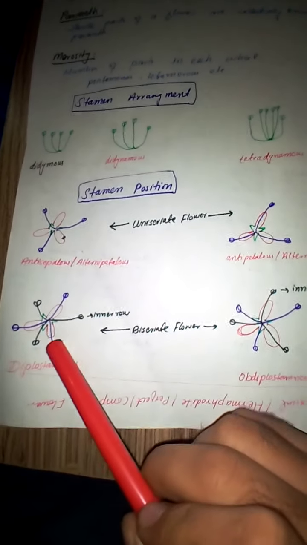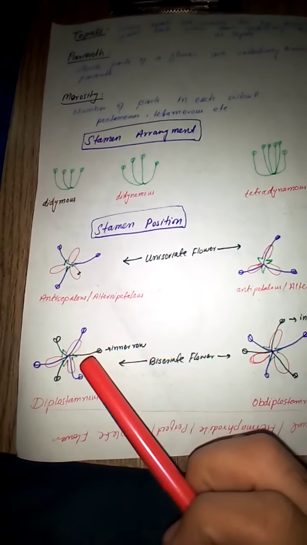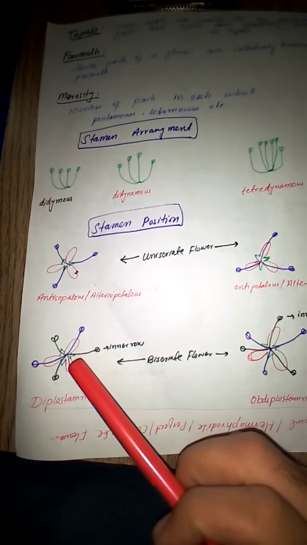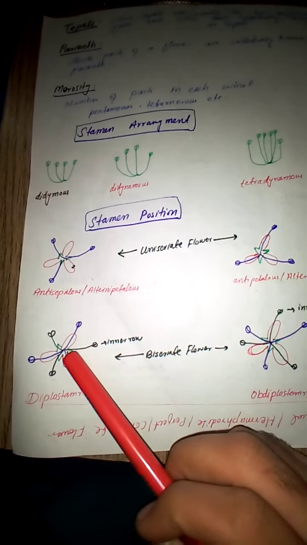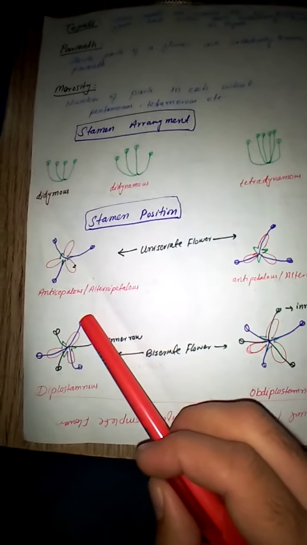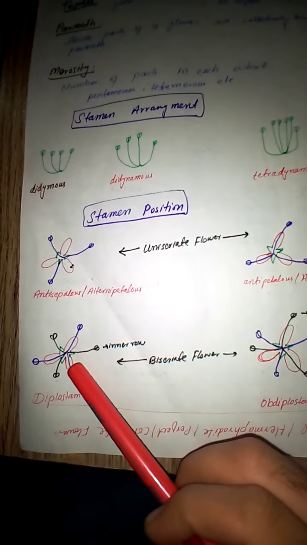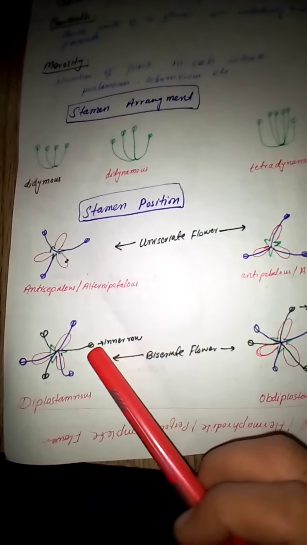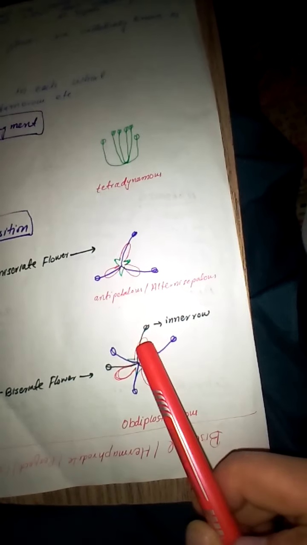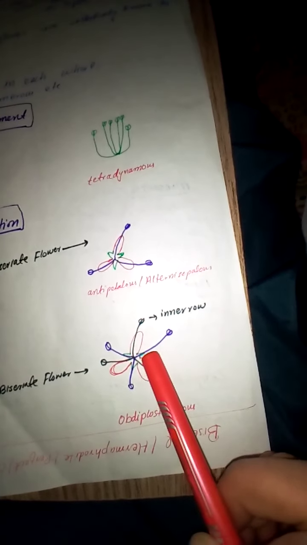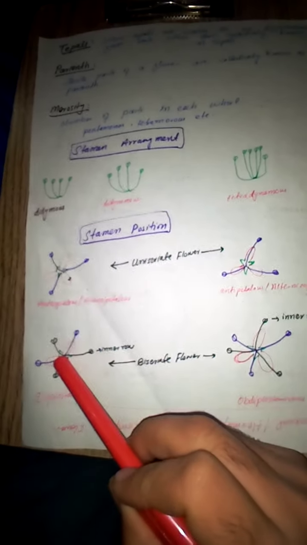The other terms are diplostemonous. Diplostemonous means the inner whorl will be antisepalous. This is the inner whorl and it is antisepalous, while the outer whorl, this one with the blue color, is antipetalous. So they have the inner row antisepalous while the outer row antipetalous. And in obdiplostemonous, the inner row is antipetalous while the outer row is antisepalous, opposite to this arrangement.